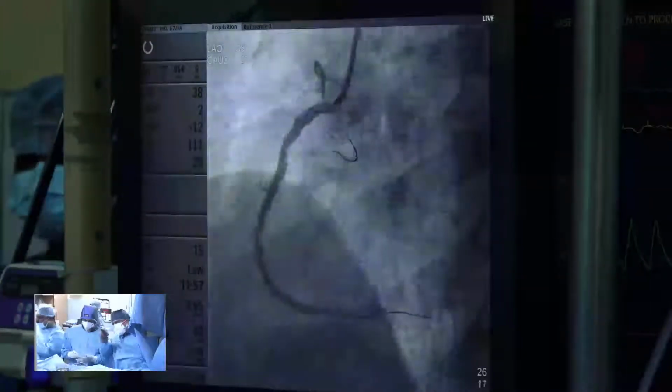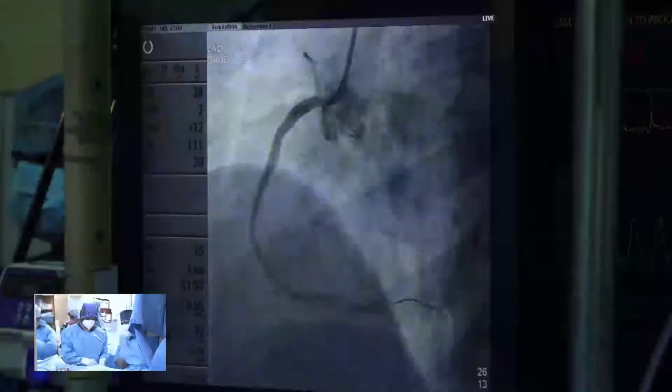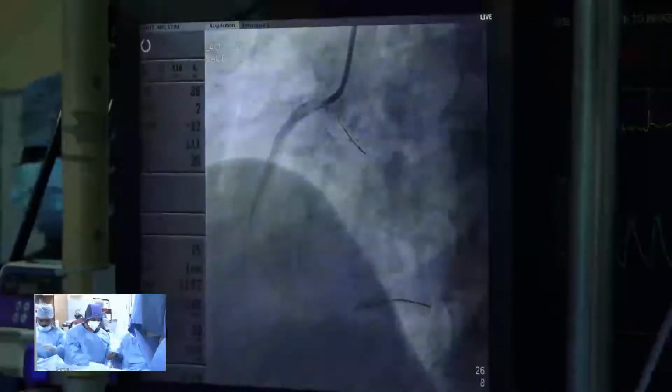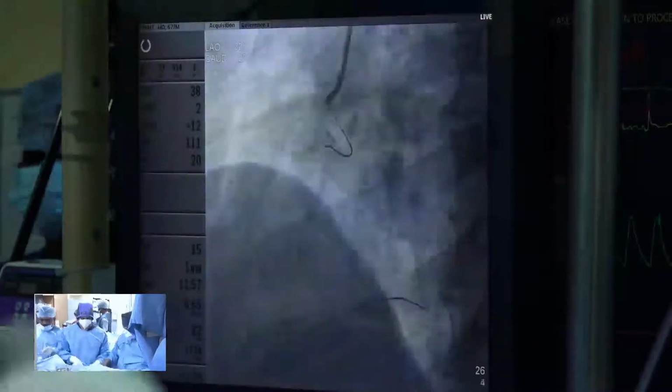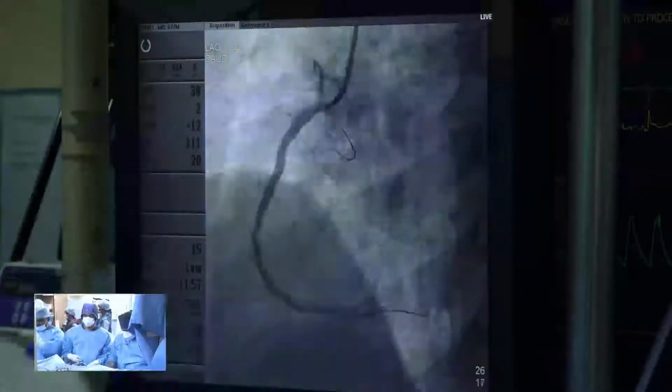Now last time you were able to see, no? Tight. Because IVUS is showing a very tight calcium. No, not calcium, fibrotic clot.